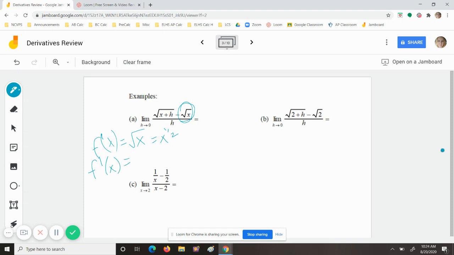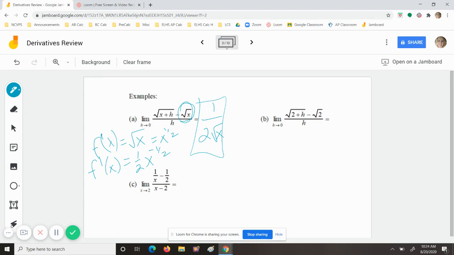Remember general power rule? 1/2 x to the negative 1/2. If we rewrote that, that would be 1 over 2x to the 1/2, or 1 over 2 square roots of x. That's our answer. This is just asking us what's the derivative of square root of x.